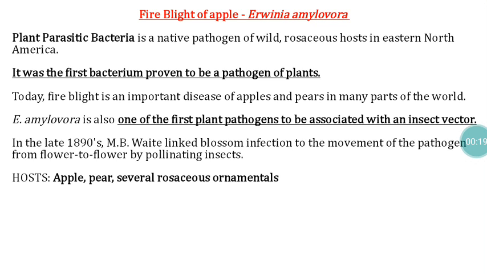Erwinia amylovora is the first bacterium proven to be a pathogen of plants, and this causes fire blight of apple. It is also one of the first plant pathogens to be associated with an insect vector. This is the first reported plant parasitic bacterium causing fire blight of apple. The hosts range from apple, pear, and several rosaceae ornamental plants.